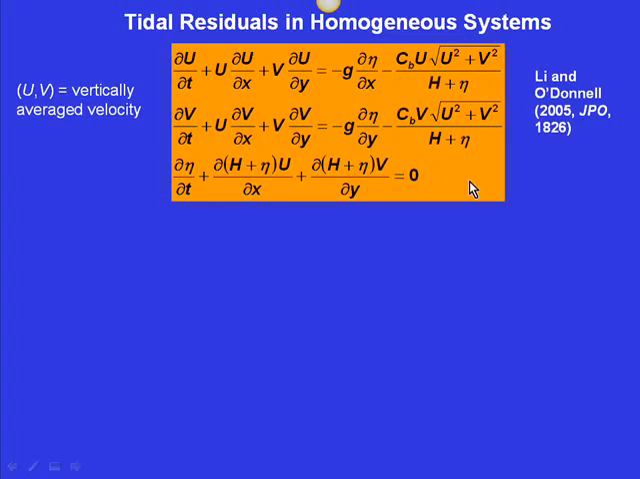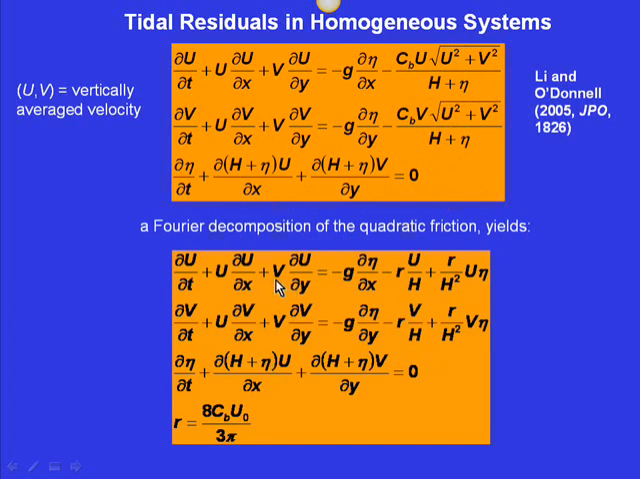Okay, so if we look at this term and we decompose it through a Fourier decomposition of these two terms, then we get these two equations in the momentum balance and that continuity equation. The continuity equation doesn't change, but notice that the friction terms, by decomposing them in a Fourier decomposition, we get these two terms, where the R, we had seen what that R is, 8/3 of C sub B, where C sub B is the drag coefficient, remember? 2.5 times 10 to the minus 3. And U naught is the tidal current amplitude.